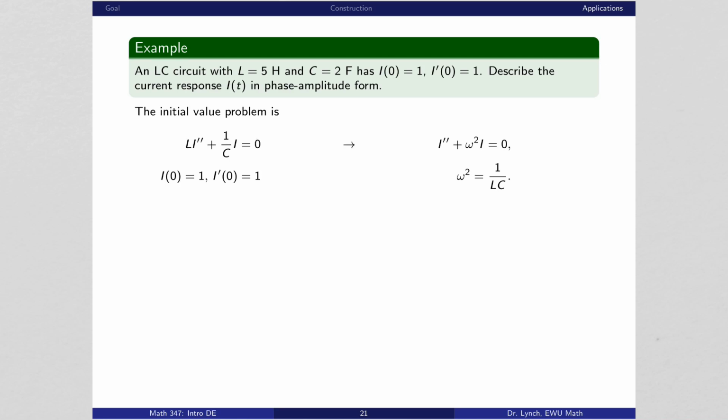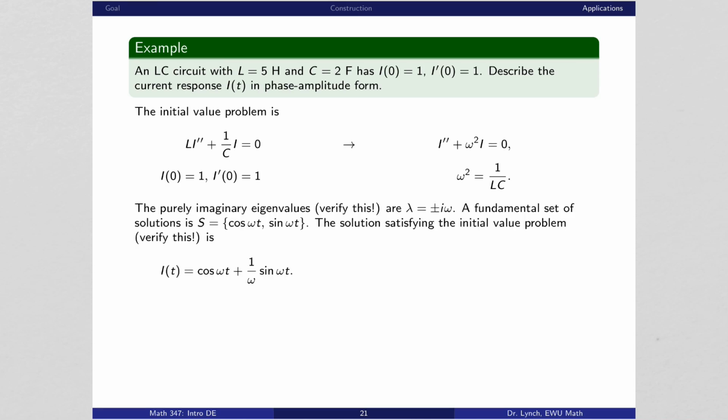We can try a solution of the form e to the lambda t, see that solution e to the lambda t requires that lambda be a root of the corresponding characteristic equation, and of course those roots are purely imaginary. The eigenvalues are purely imaginary in this case. This gives us a fundamental set of solutions, cosine omega t, sine omega t, and I'll just go ahead and have you verify that the solution of the corresponding initial value problem has C1 equals 1 and C2 equals 1 over omega, giving us a solution that's a linear combination of cosine and sine in the special form.